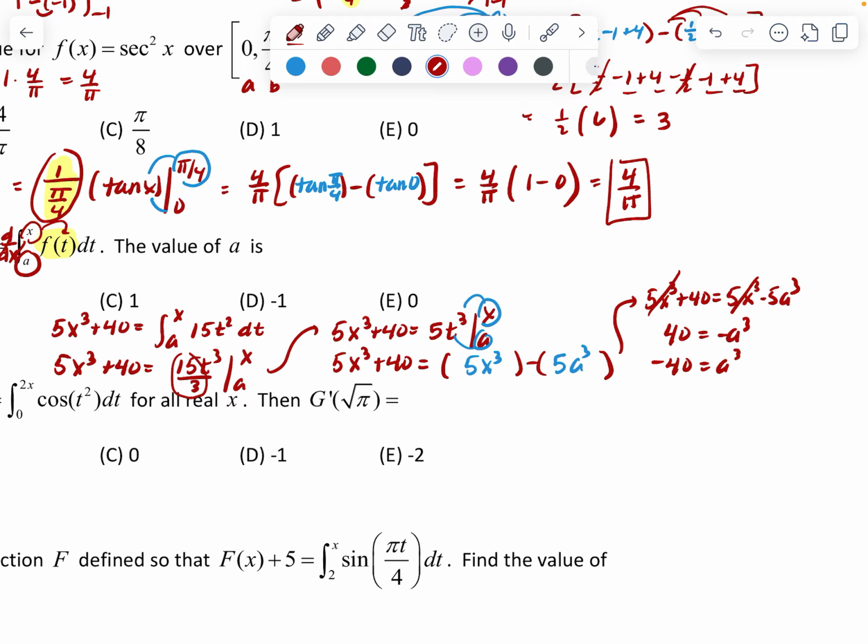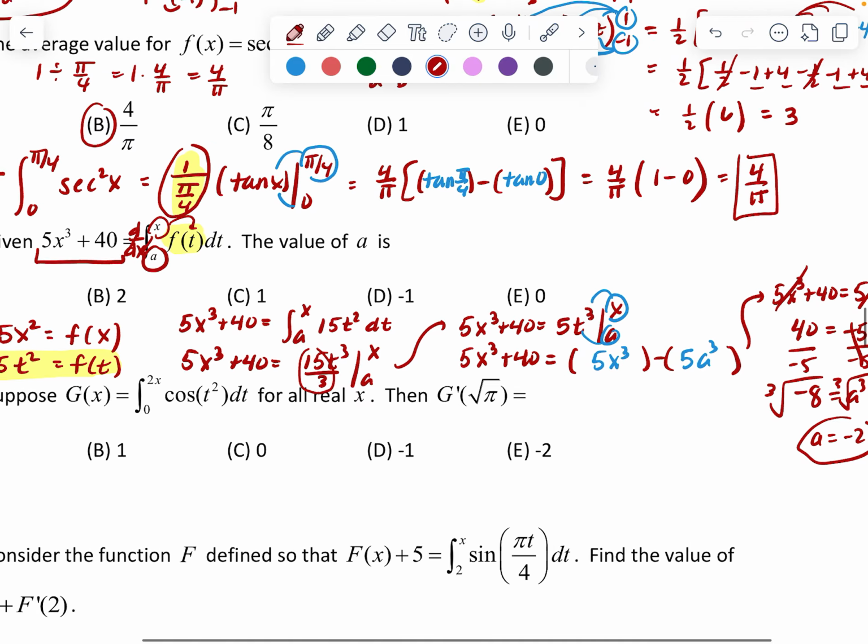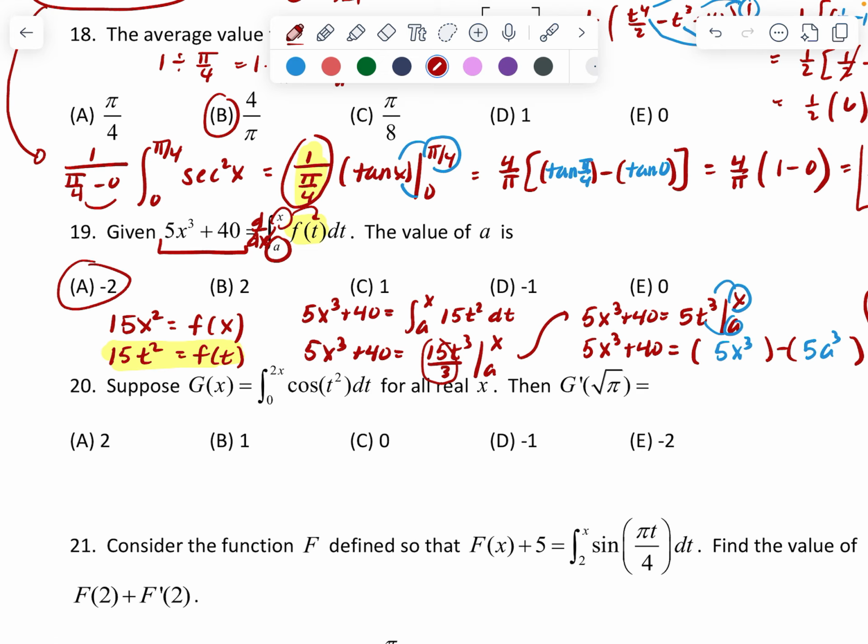Then how do we get rid of a cube? Well, we just take the cube root, right? So if I take the cube root of this, I forgot the 5. Hang on a second, back up. This isn't working out because I forgot my 5. Negative 5a cubed, there we go. And then if we divide by negative 5, that's going to give me negative 8 equals a cubed. And then if I take the cube root of both sides, that's going to give me that a equals negative 2. Definitely a weird problem. So a equals negative 2, that would be a.